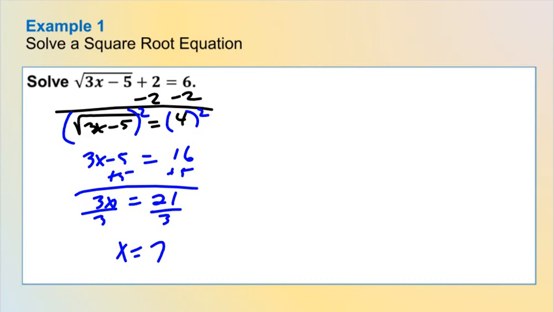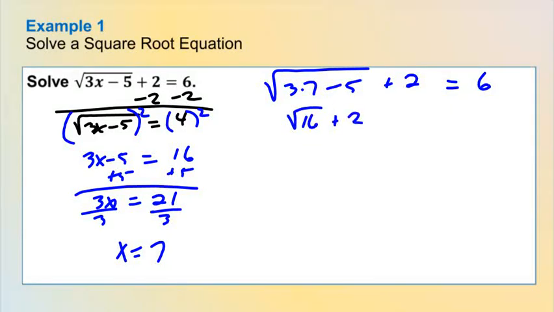Now if I put 7 back into my equation, so I have 3 times 7 minus 5 under the square root, then I add 2. This has to equal 6. So 3 times 7 is 21. 21 minus 5 is 16, the square root of 16. The square root of 16 is 4. 4 plus 2 is 6. Now when you check your work, you always use the positive root. So the positive root of 16 is 4. So I know my answer would be 7.